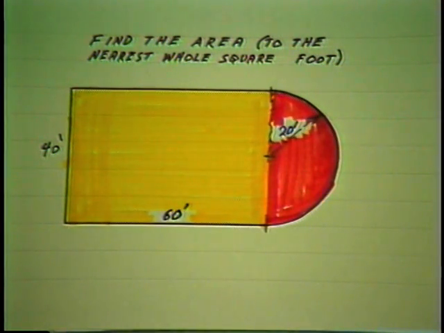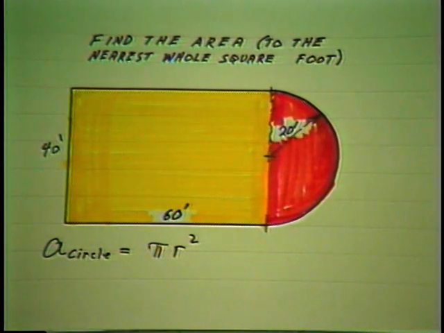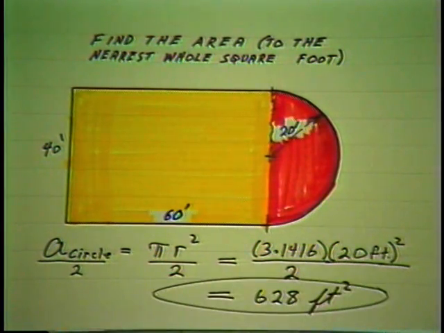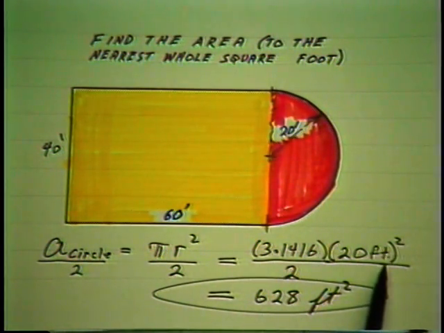But we still have to account for the end half circle, called a semicircle. In this case, finding the area of a circle, which you recall was pi r squared, but now recall we only want half the circle, so we'll take half of it and substitute in what we know. We get this, which worked out gives us 628 square feet rounded to the nearest whole square foot. See, there's where my square foot came from.